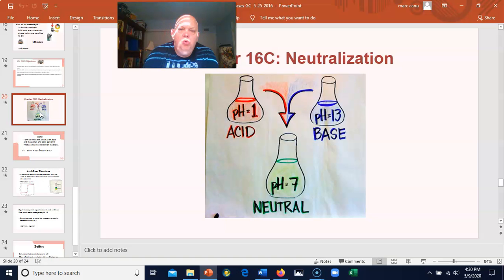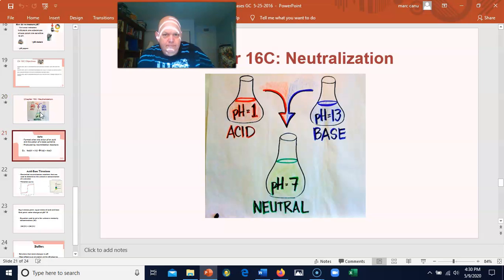So this is a pretty important idea when we look at neutralization. If we've got a pH 1 acid and a pH 13 base, and we combine them, they cancel each other out, and we get a pH of 7, which is neutral. Even though it's neutral, personally, I still wouldn't drink it. There are smart choices out there to be had.